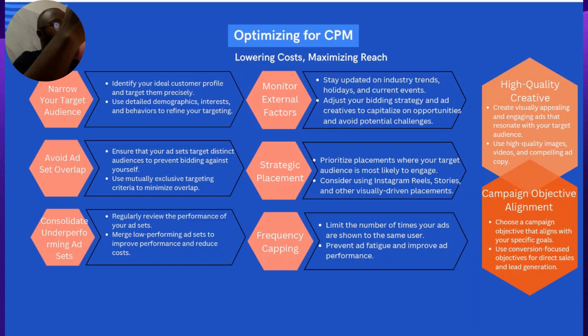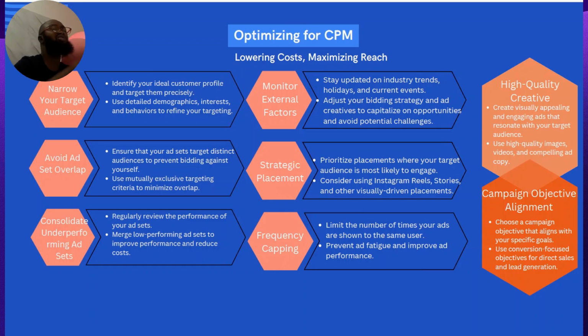The next thing you want to do is frequency capping. Frequency capping means limiting the number of times your ads are shown to the same user. You need to make sure you don't end up showing your ads too much to people, to the level where they get irritated by your advertising campaigns. You also need to prevent ad fatigue and improve ad performance. Regularly refreshing your creatives can also help you achieve this.